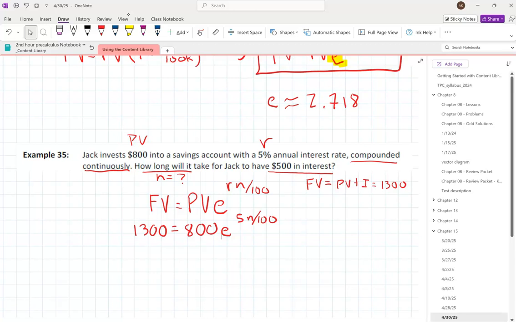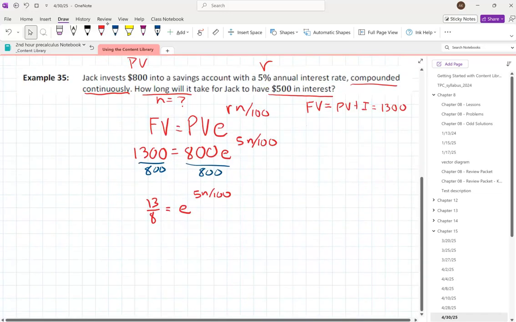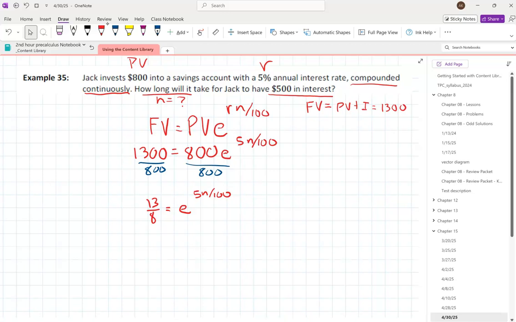Notice, where is my variable located? In the exponent. How do I solve for a variable in an exponent? I have to use a logarithm. Before I can do that, though, I have to isolate the exponential part. So I'll just start by dividing both sides by 800. I can reduce that. Now we'll take the logarithm of both sides. Which log base should I choose to make this problem as simple as possible?